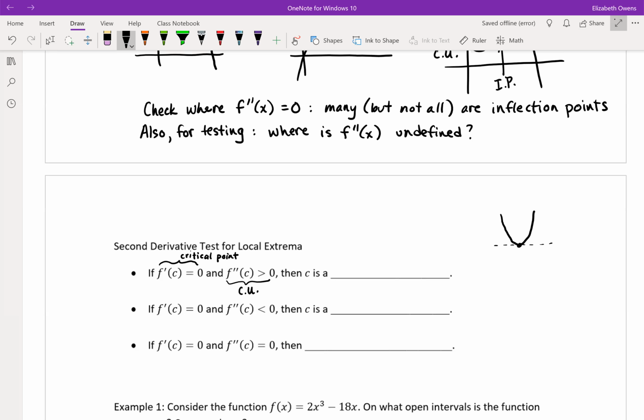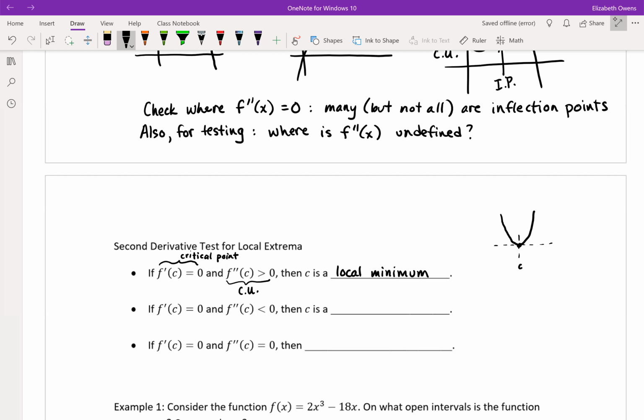So remember, positive, happy face, concave up. If this right here is our point C, we can see that on that function, C is a local minimum. It's at the bottom of that valley, so it is lower than all the other function values around it. So we have a critical point with a positive second derivative, and that creates a local minimum.